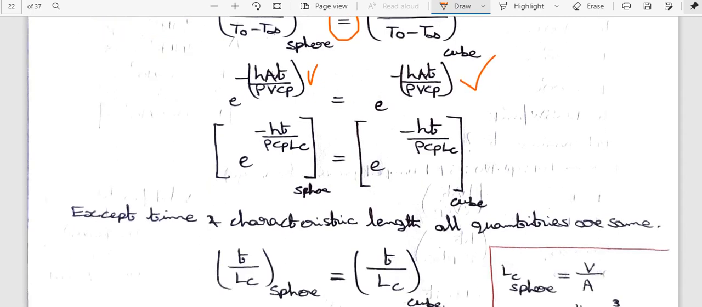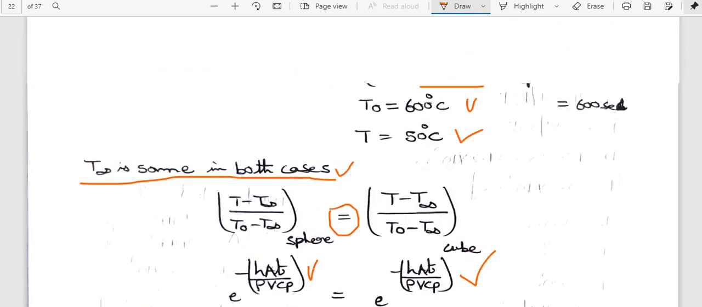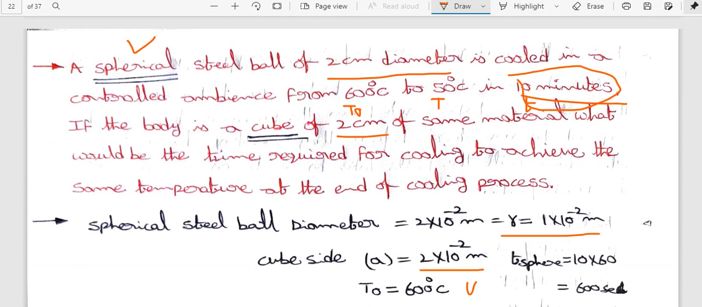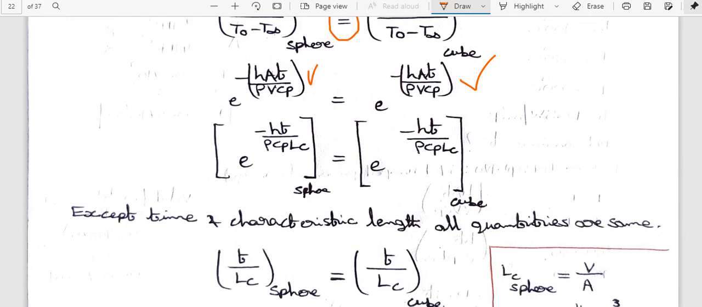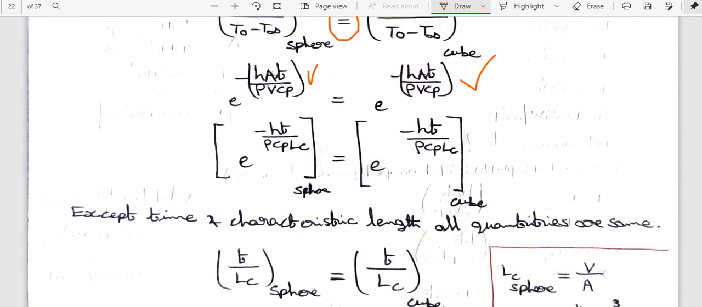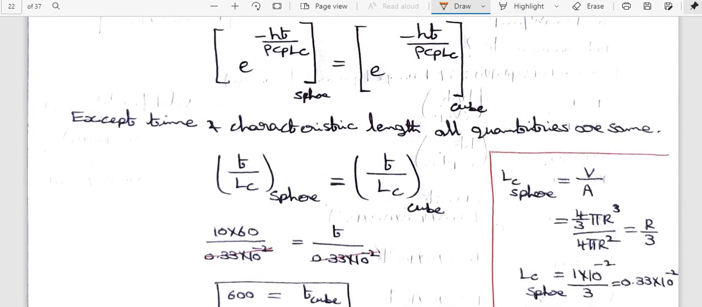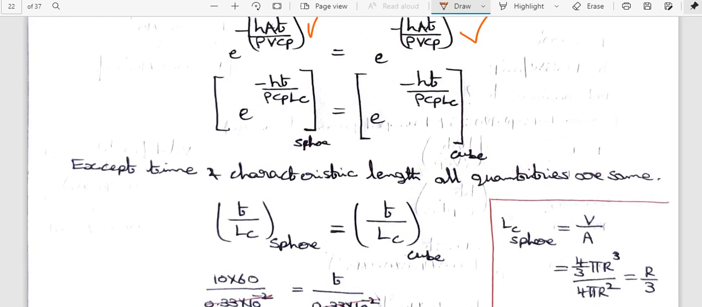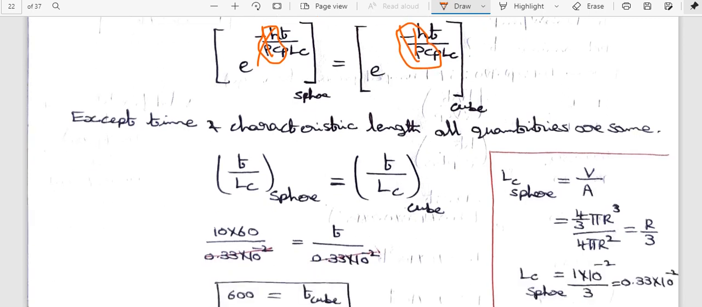Now we can substitute these values. So here in this equation the H value is not given, thermal conductivity is not given, density value is not given and CP value is not given. The same material has the same properties, that's why H, K, CP and density are not given. So the remaining values are T by LC. Both sides have the same values, that's why I need not consider them. So here T by LC for the sphere is equal to T by LC for the cube.